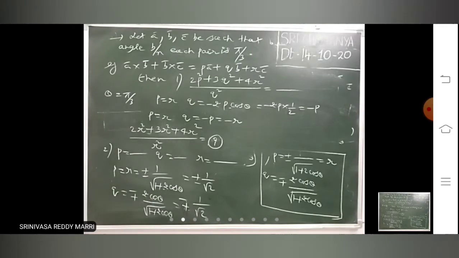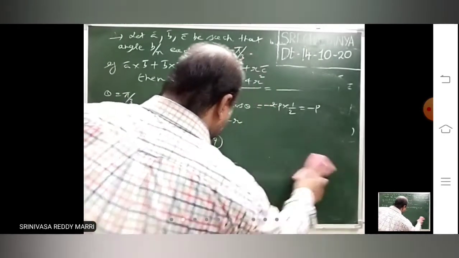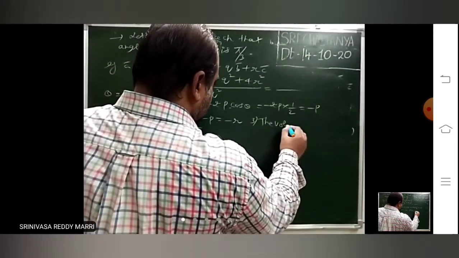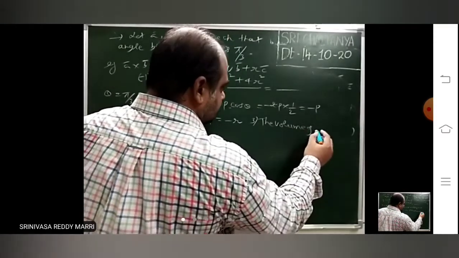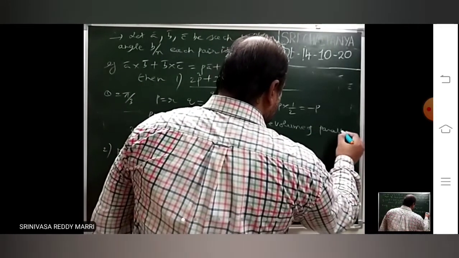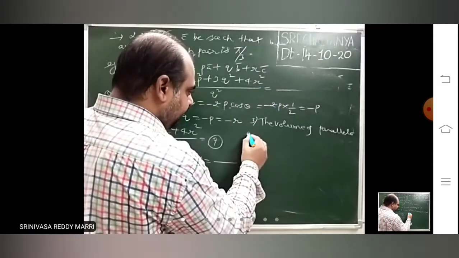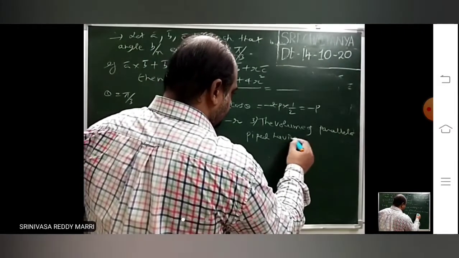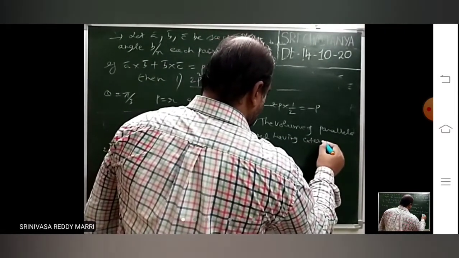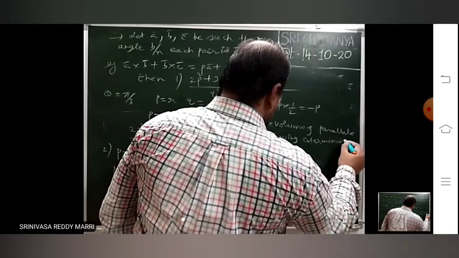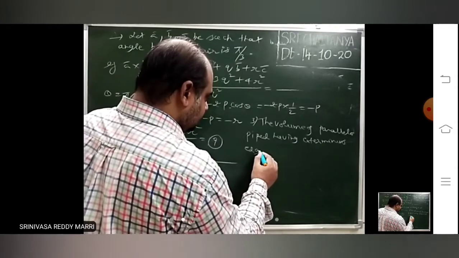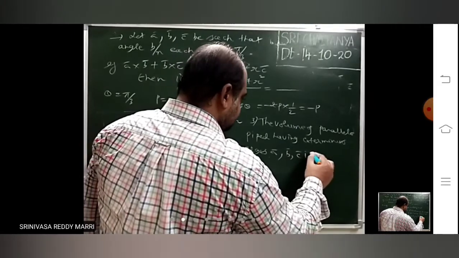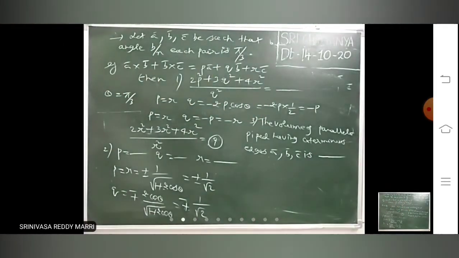Now suppose the volume of a parallelepiped having coterminous edges A bar, B bar, C bar is dash. Let us say third question.